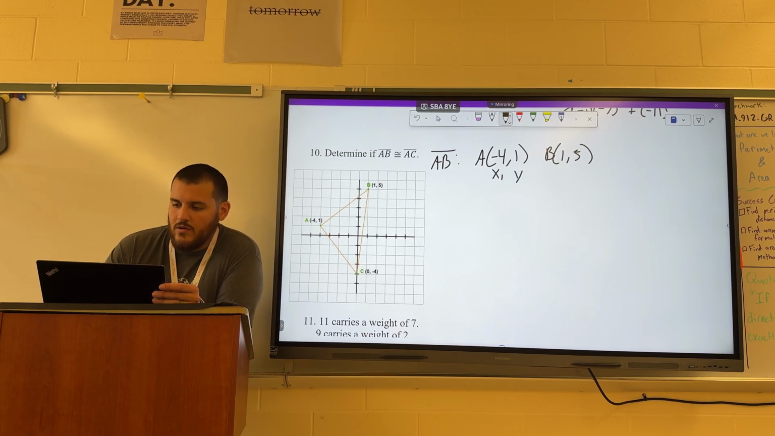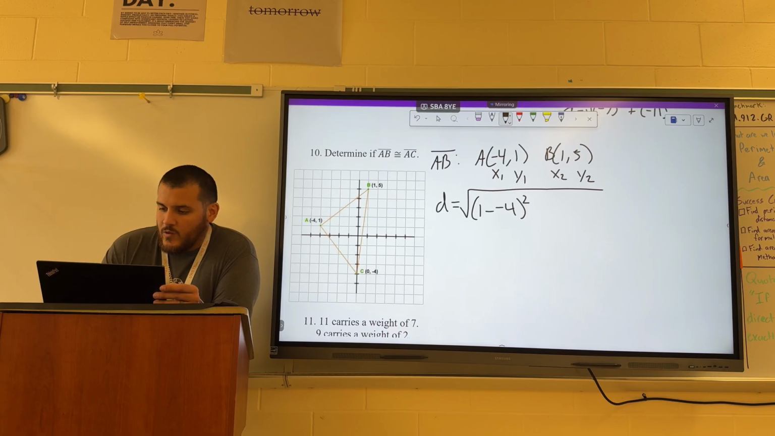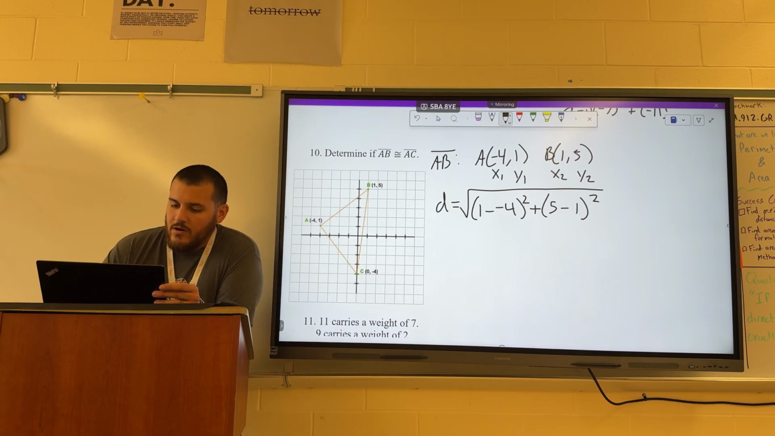So x1, y1 for one of my points, x2, y2 for the other, and then we're off with our distance formula. Right, first parentheses is x2 minus x1, 1 minus negative 4. That gets squared, added to my second parentheses, y2 minus y1. It also gets squared. We're following order of operations, doing parentheses first.